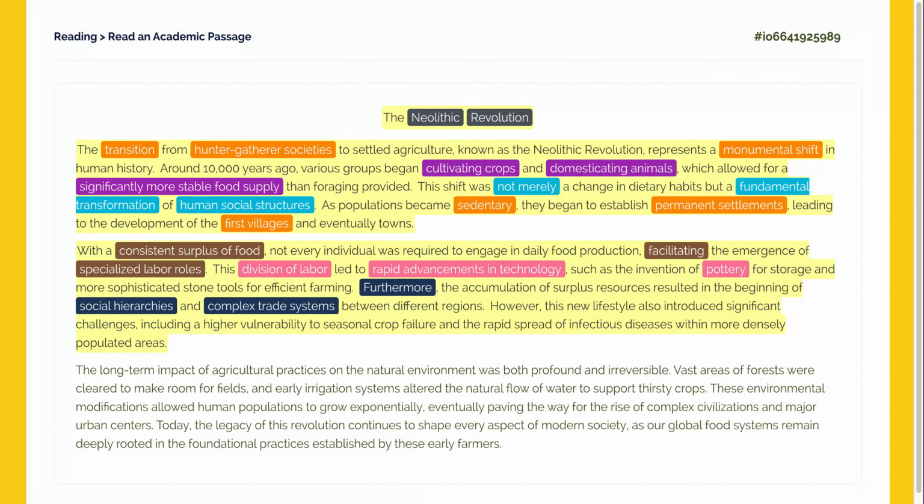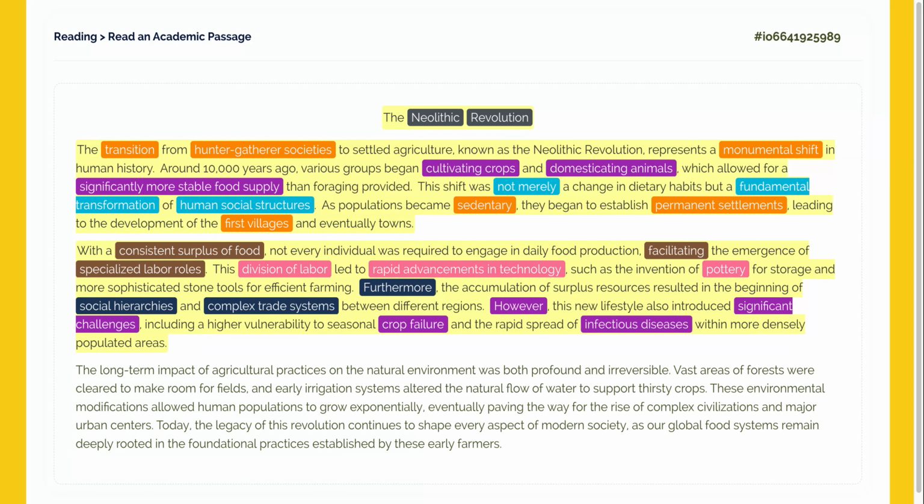Now we see a contrast. The word however signals that farming wasn't all good. It brought significant challenges. Two main problems are mentioned: crop failure and infectious diseases. This balance of pros and cons is a classic academic writing style that you will often see on the TOEFL. The long-term impact of agricultural practices on the natural environment was both profound and irreversible.